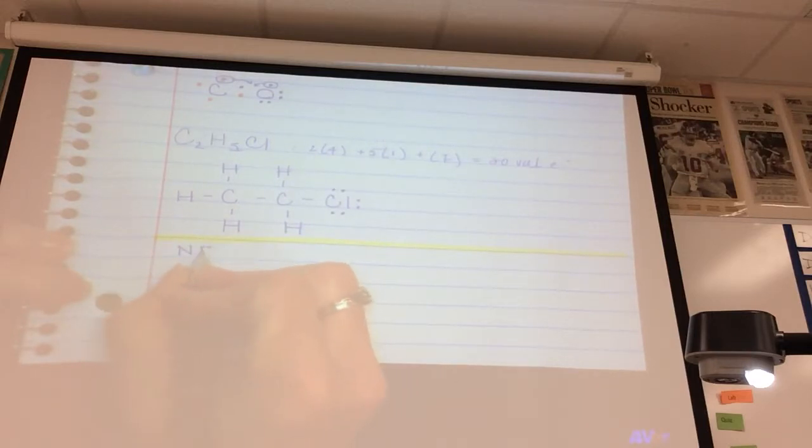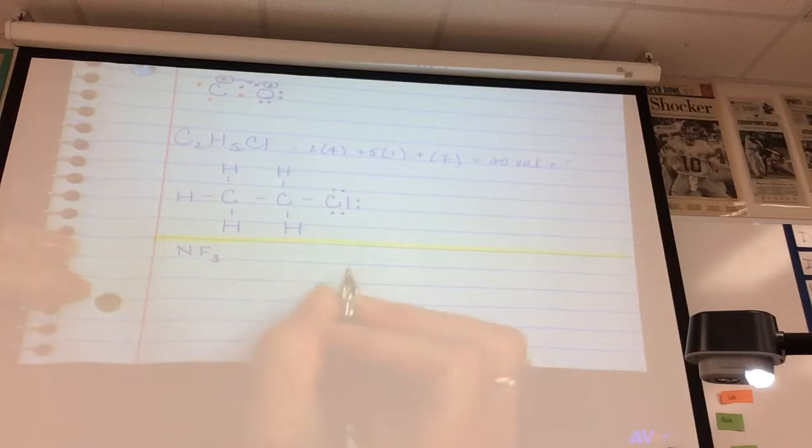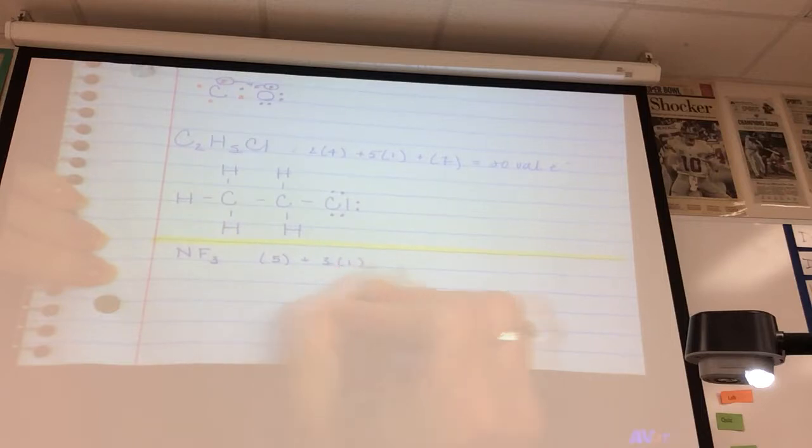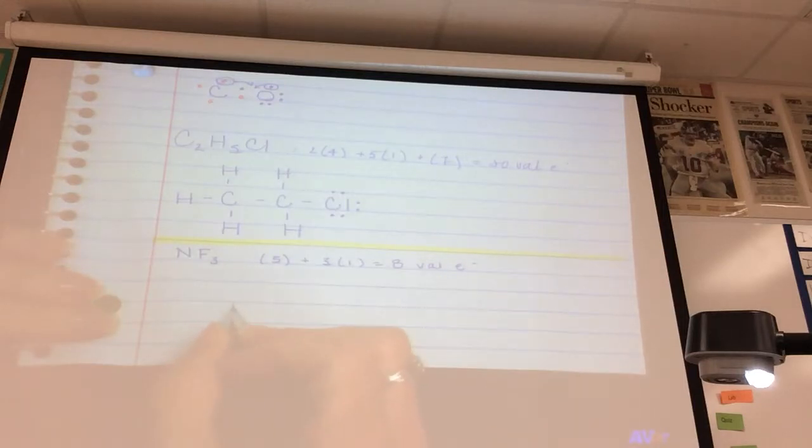Nitrogen trifluoride. Get your count. Nitrogen with 5, each fluorine with 1 for a total of 8. What atom is likely to be central? Nitrogen. Fluorine will never be central. Is it because it's electronegative? So electronegative. The most electronegative.